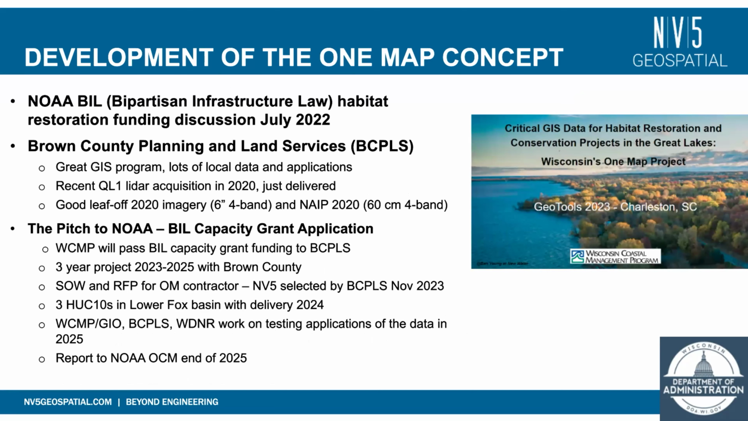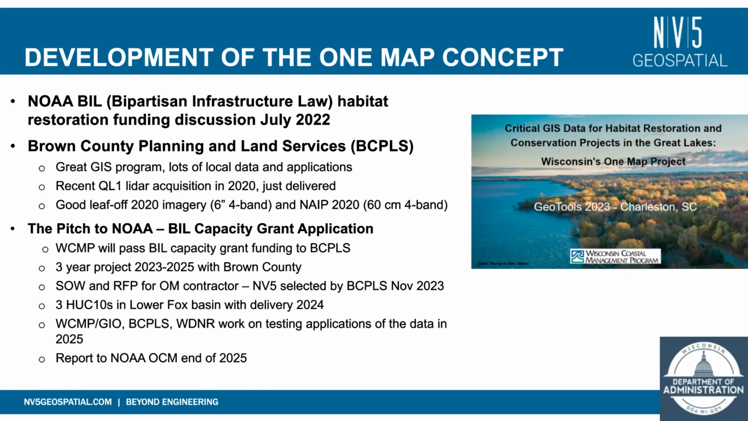So what became of that? Timing is everything, right? In July of '22, NOAA's BIL, the Bipartisan Infrastructure Law, habitat restoration funding started to become available to our coastal program. I work for a gentleman who is in charge of both the land information program and the Wisconsin coastal program, so I get to ask questions to his side of things. The BIL money for habitat restoration was coming along in great big buckets. A part of that was a capacity grant. So we latched onto that, and we talked to our friends in Brown County, which is the county that contains Green Bay and is right on the Green Bay waterway, and started talking to them.